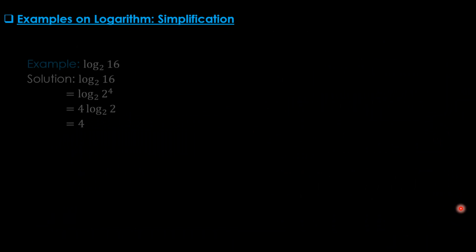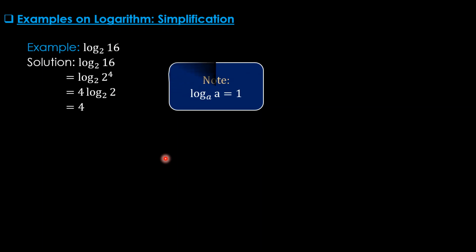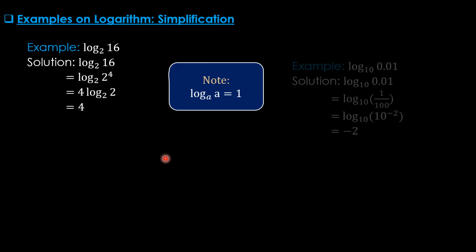Now, examples on logarithm simplification. Log 16 to the base 2. We can write 16 as 2 to the power 4. Now by the exponent law, this 4 comes down as a coefficient to the left side, and then log 2 to the base 2 means 1. So that's why it is 4. Log a to the base a equals 1. That's what we have applied here.